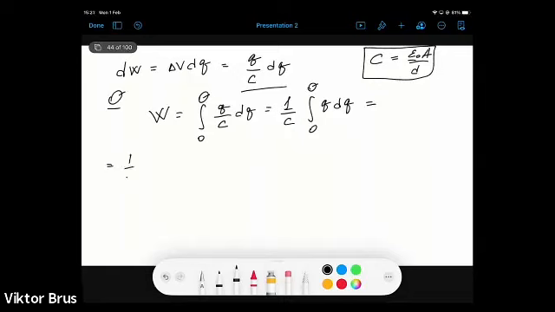So with this integral, we get Q squared divided by 2, and this will be from 0 to Q. So we will end up with Q squared divided by 2C. So this is the work which has to be done to charge some capacitor with capacitance C with electric charge Q capital.